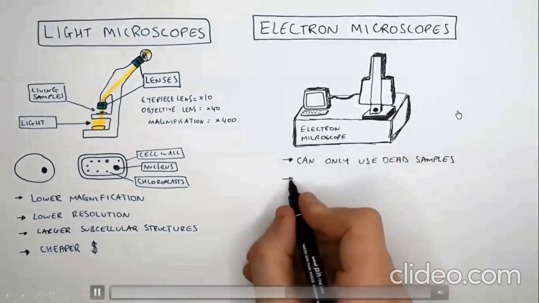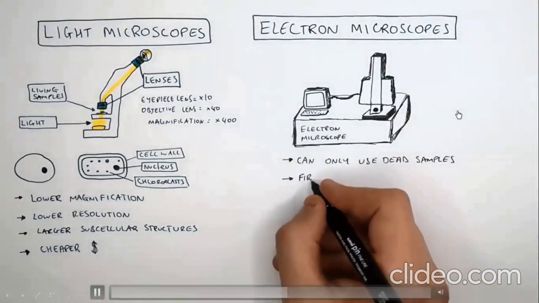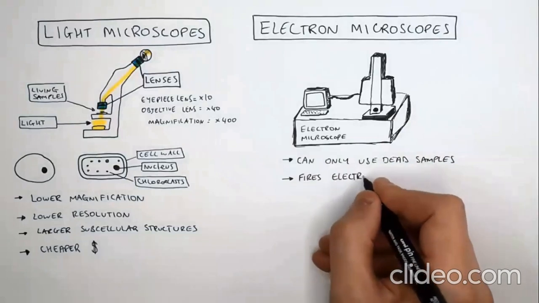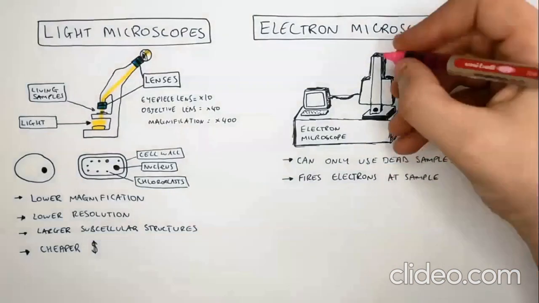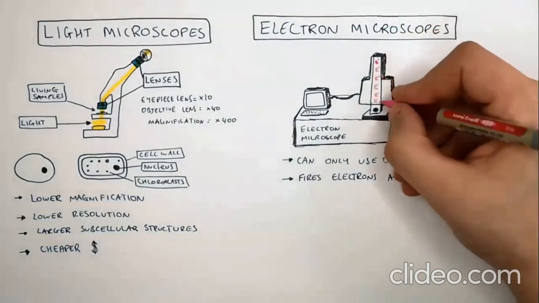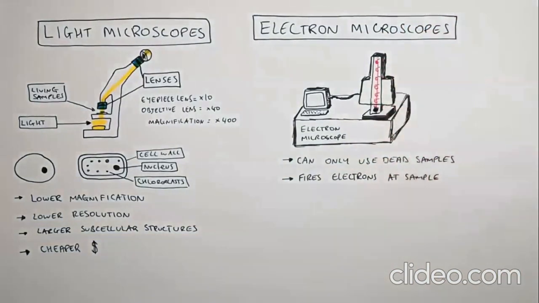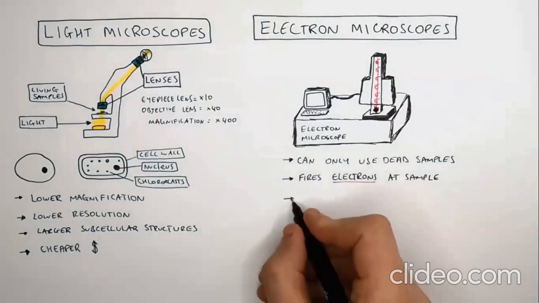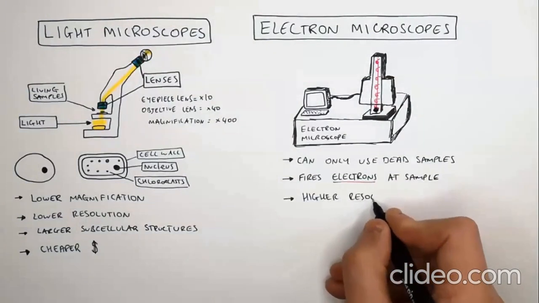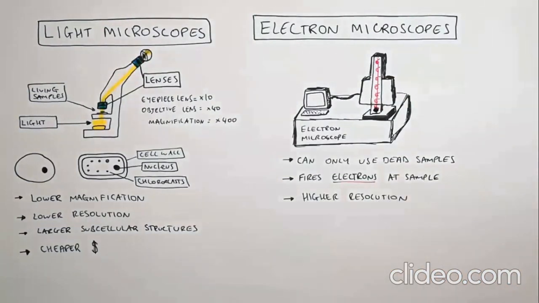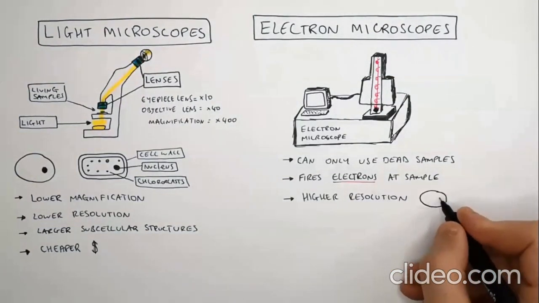the electron microscope. And then what will happen is that the microscope will fire electrons at the sample. So as you can see here, electrons are fired directly onto the sample. So the electron microscope image is going to have a much higher resolution and a much higher magnification.